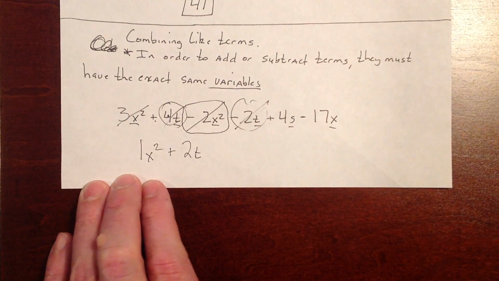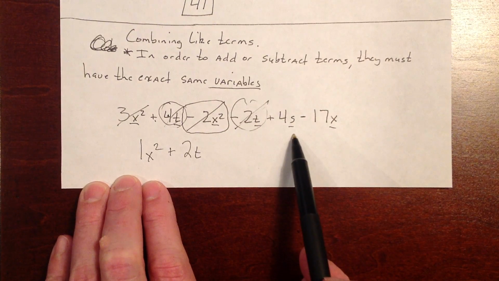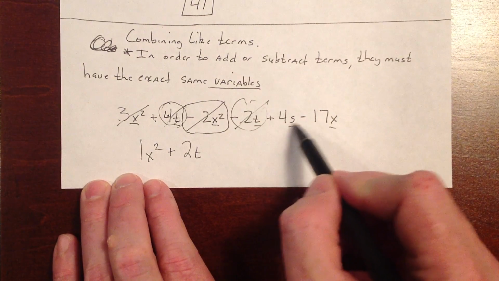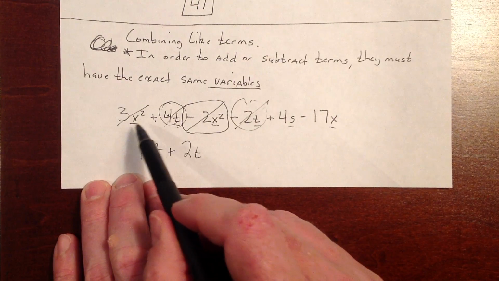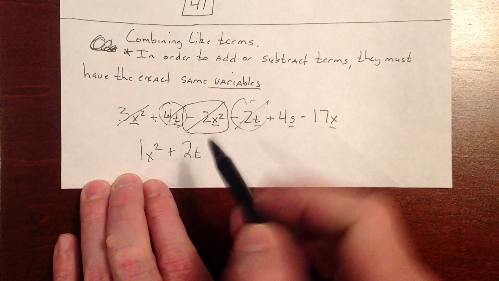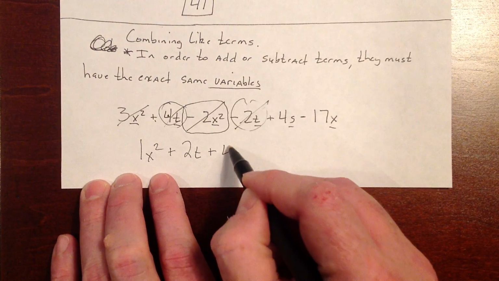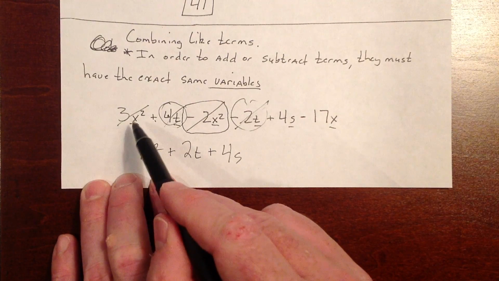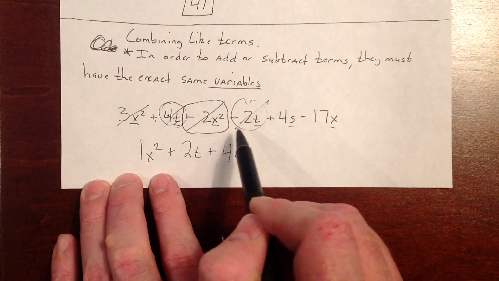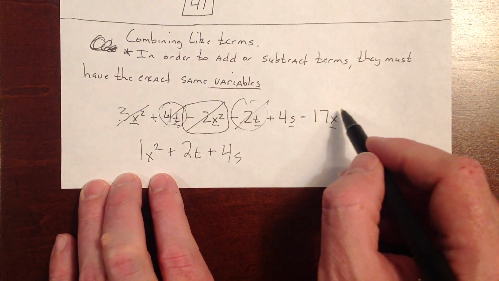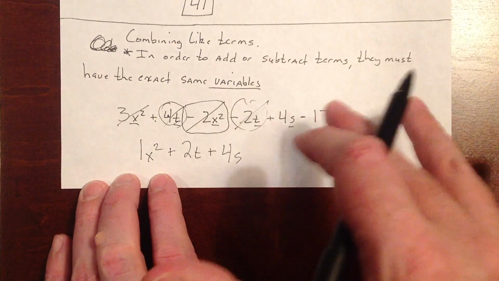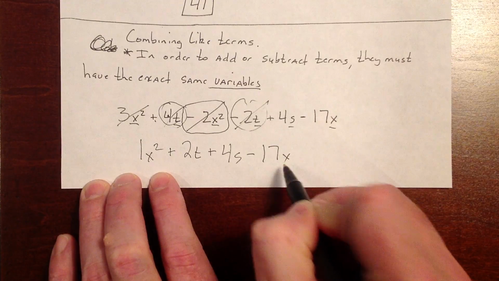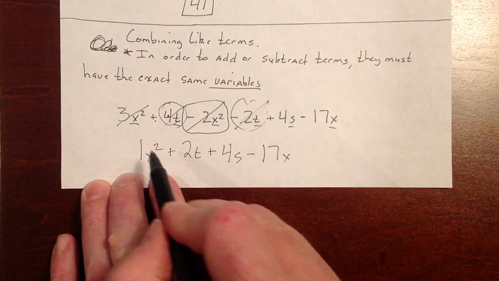That leaves us with positive 4s minus 17x. I cannot combine 4s with anything because there's not a same variable here at all. Nowhere. So I would just say plus 4s minus 17x. Well, why can't I combine that with x, 3x squared, and 2x squared? Because you don't have an exponent. The exponents have to be exactly the same too for you to add them up as well. So we can't combine that with anything. We say net minus 17x. Okay.